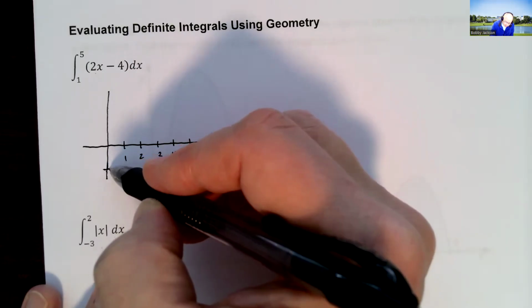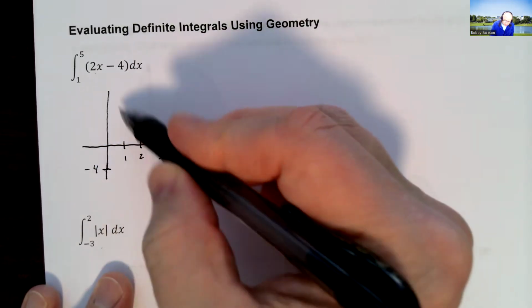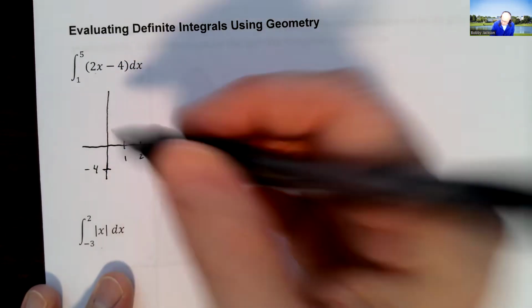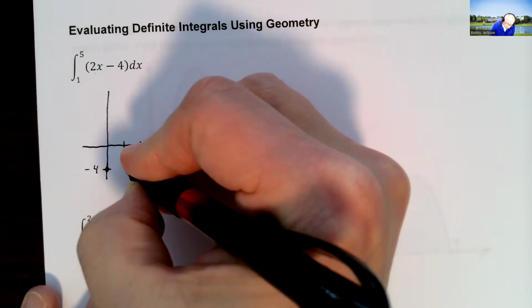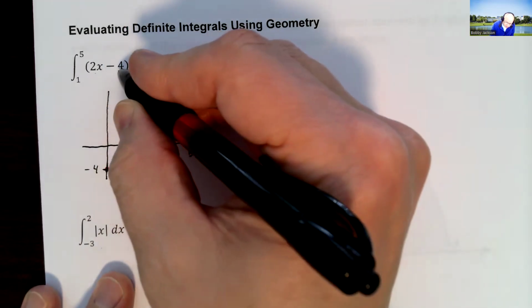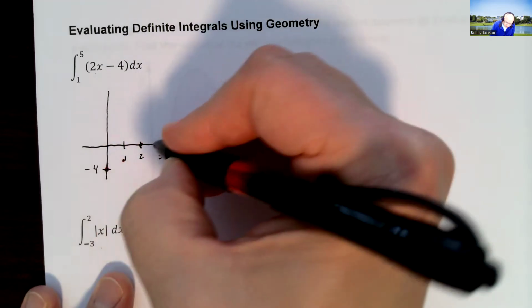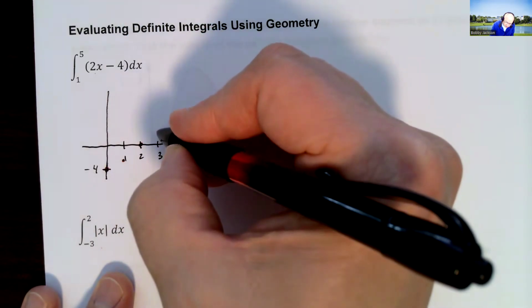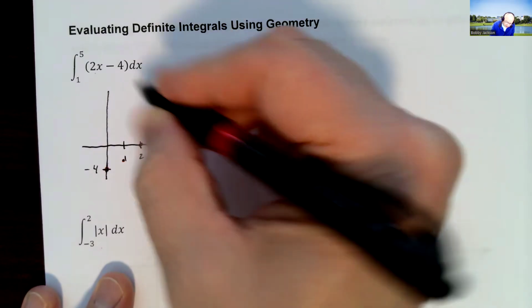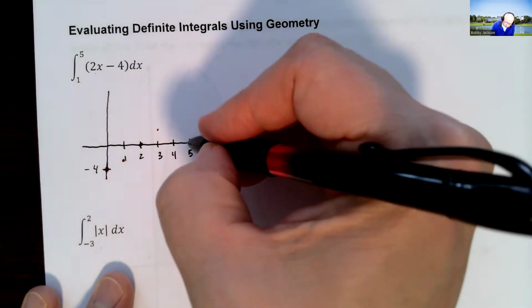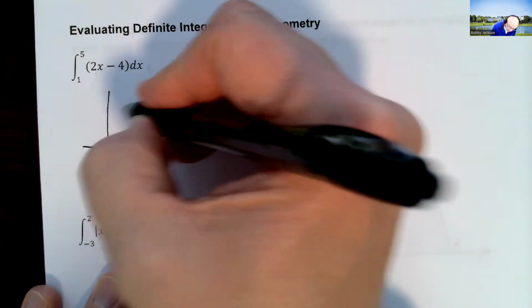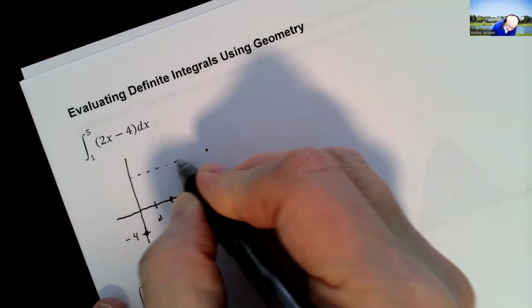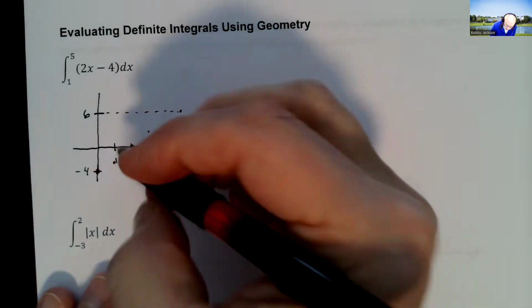So at 0, right, it's down here at negative 4. By the time we get to 1, what is it? 2 minus 4, it's at negative 2. If I plug in 2, 2 times 2 is 4, minus 4 is 0, right? And so on. Plug in 3, I get 6 minus 4, it's equal to 2. And so on. Eventually, I'll get up to plugging in 5, what? 10 minus 4, I'm going to get 6. And so this height here, give me a second to do this. And we have this line.